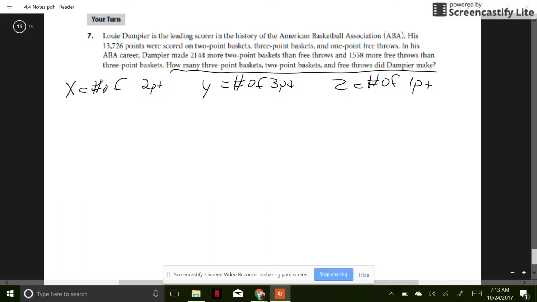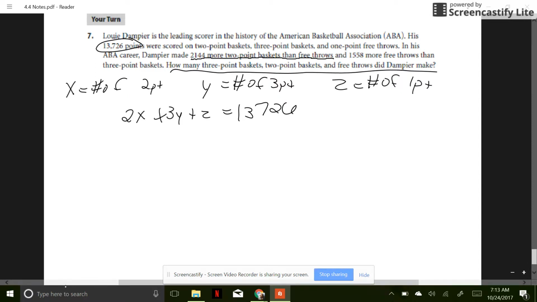So let's check out what our equation should be. First thing is total points scored. Now notice our variables represent how many baskets are scored. That's not how many points, which means we'll have to take how many baskets multiplied by the amount of points. So since X is the number of 2 points, if we multiply 2 points times the number of baskets he made, that'll tell us the points. So we should end up with 2X plus 3Y plus 1Z equals his total points scored, 13,726.